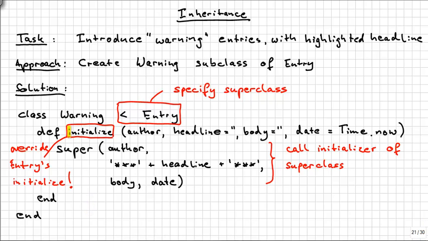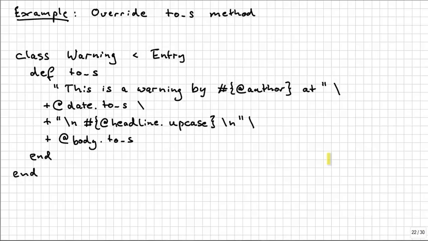And within the initialize method, we can call the initializer of the superclass simply by means of a call to super with the parameters of the initializer of the superclass. So here we hand the author and a modified headline, as well as the body and the date to the initializer of the superclass, which in this case is the initializer of entry.